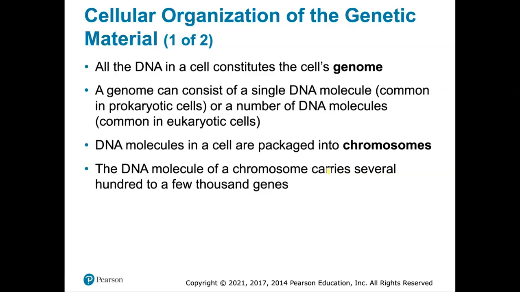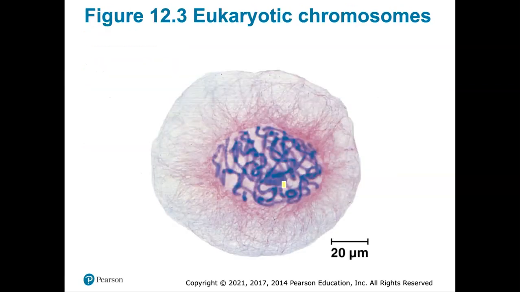All of the DNA in a cell constitutes the cell's genome. So all the DNA in a human cell is going to be found in 46 chromosomes. So all 46 chromosomes together, including the genes that are within the chromosomes, that would be the genome, okay? DNA molecules in a cell are packaged into chromosomes, and a chromosome can carry up to a few thousand genes.